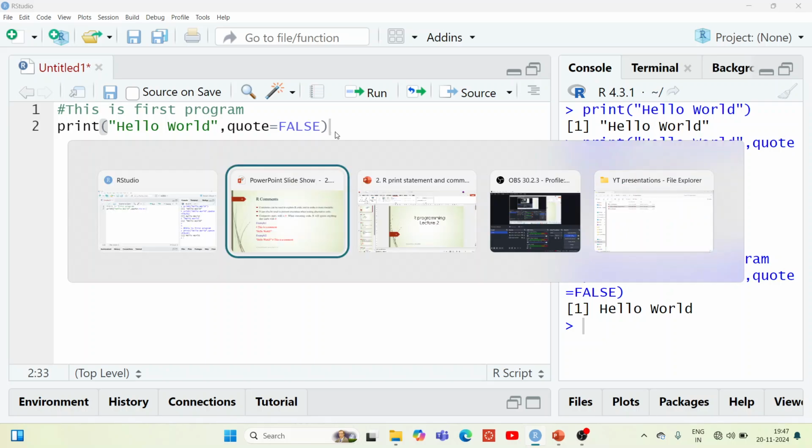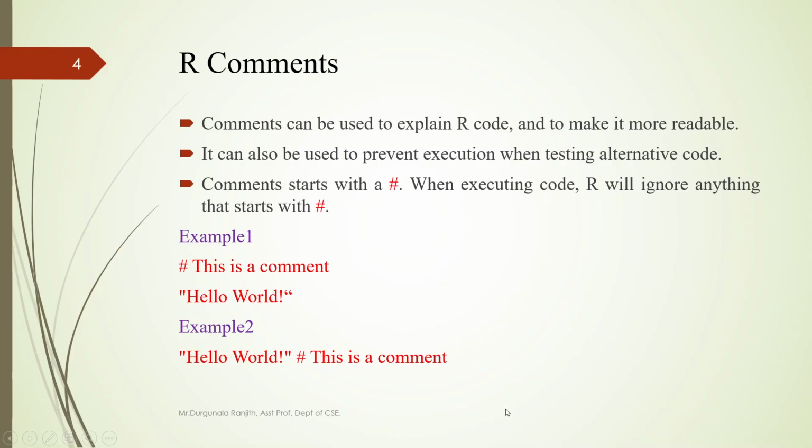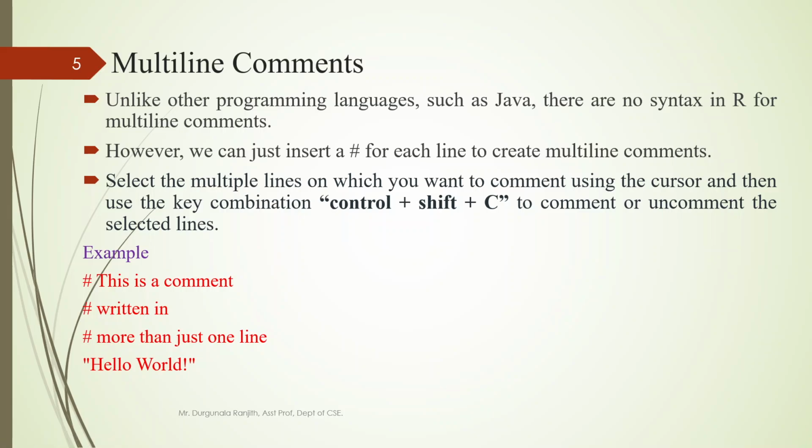So this is the way you have to represent the comment lines. I hope it is clear. When getting into multi-line comments in R programming, in other programming languages there is a syntax to represent multi-line comments, but in R programming there is no syntax to represent multi-line comments. If you want to write comments in multiple lines, then you have to put the hash symbol at the beginning of each line, as I have shown on the screen. So we have to represent it like this, at the start of each line.